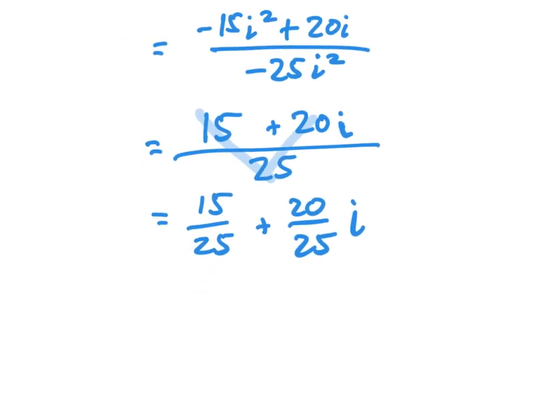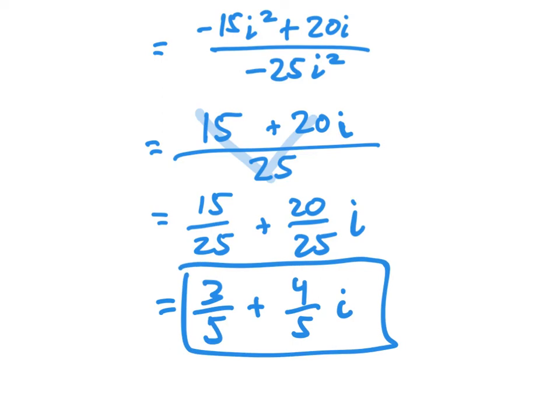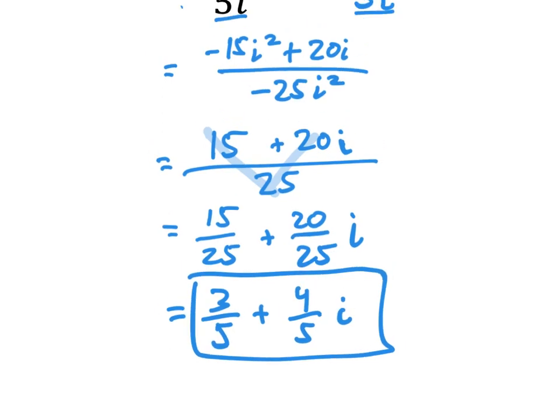And that can be simplified. So let's go ahead and do that. 5 goes into both, 3/5. 5 goes into both, 4/5. And there's our answer in standard form.